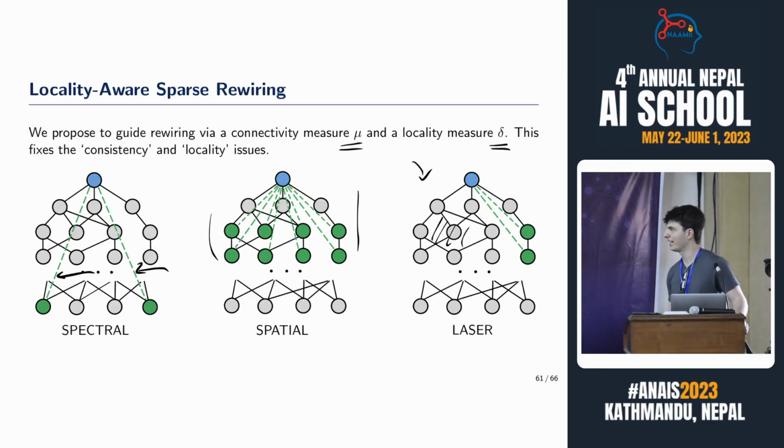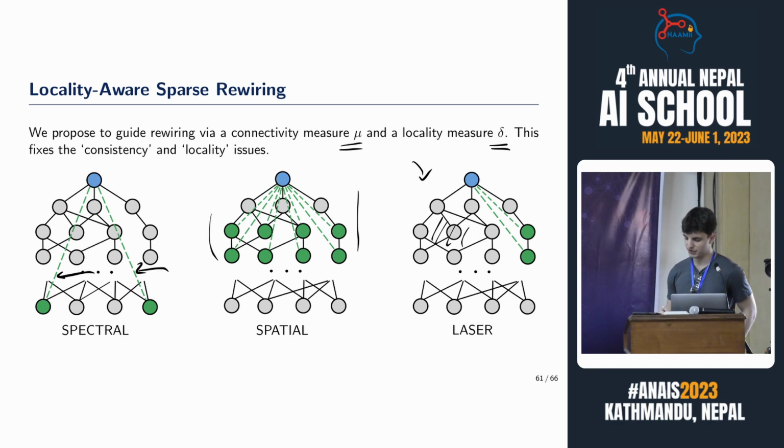This is a diagram in our recent paper, but the basic idea is the same. So in spectral rewiring, we're adding very distant edges. In spatial rewiring, we're becoming very dense. And in our technique, we say, well, let me define a connectivity measure, mu, and a locality measure, delta. This delta you can simply view as how local these nodes are, right? And this kind of fixes this inconsistency, right? Because now I can have this system where I can deal with nodes at different distances in different ways. I'll show you how later.